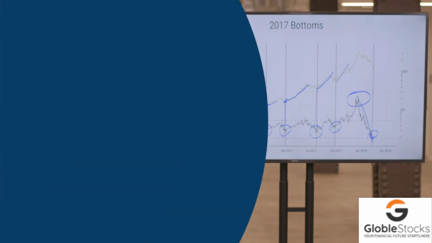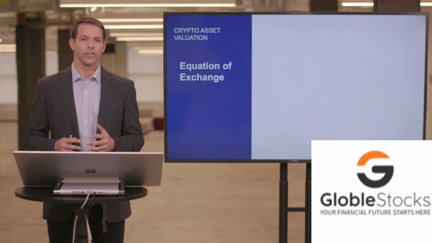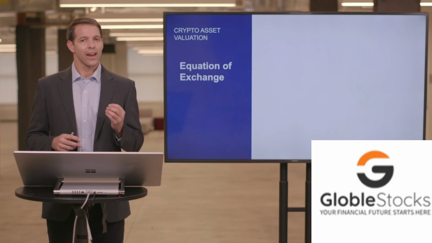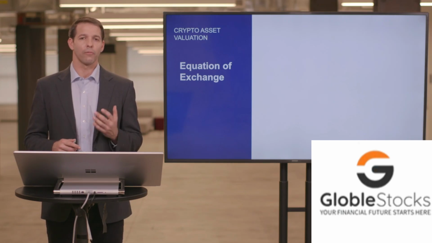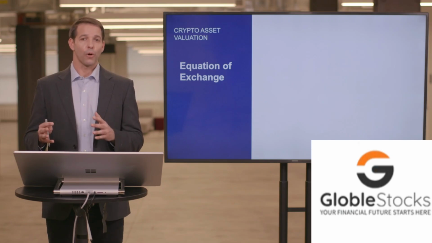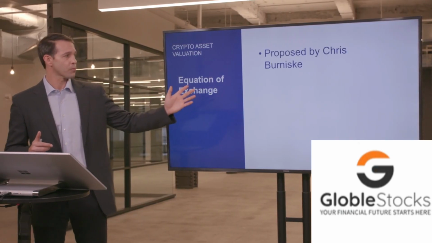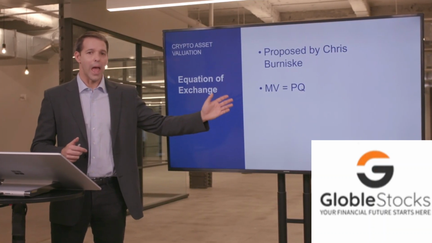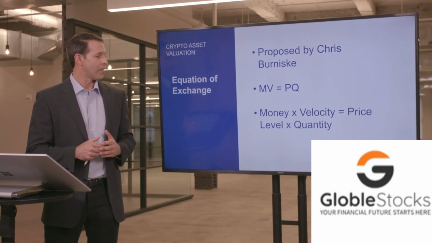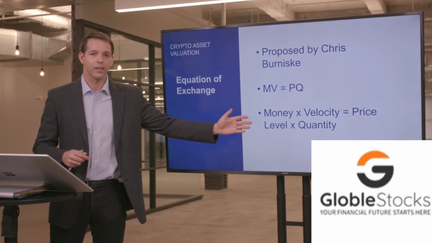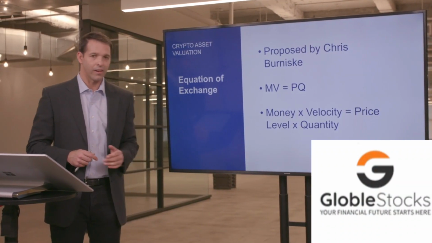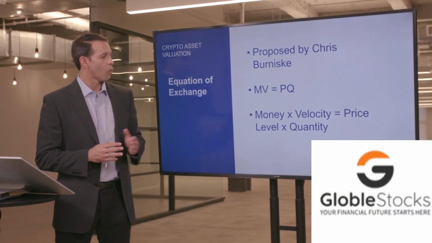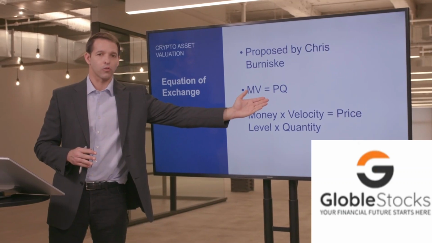Another valuation technique in the crypto asset space is known as the equation of exchange. In economics, this is known as the quantity theory of money. But as applied to the crypto space, it was proposed by a guy named Chris Burniske. Now, the equation of exchange is essentially simple. MV equals PQ. That stands for money supply times velocity equals price level times quantity. Let me break this down really simply. This is an accounting identity that says what is bought must equal what is sold.